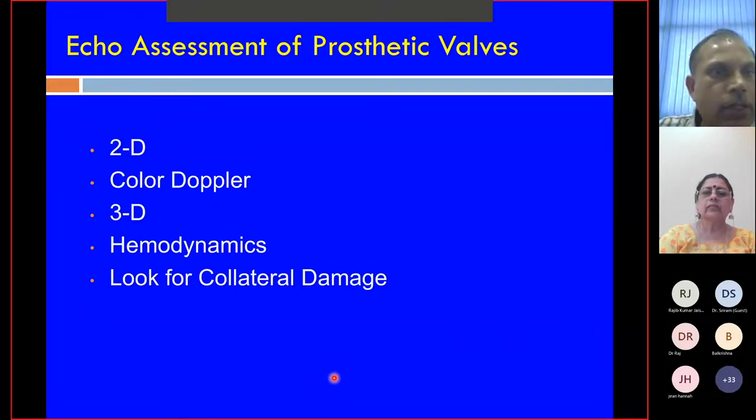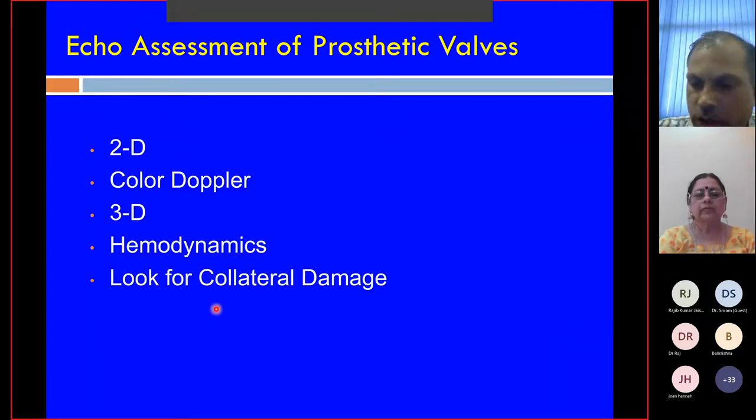Coming on to the echocardiographic assessment, you can examine with 2D, then put color Doppler, and then you can use 3D, and you can assess hemodynamic parameters using Doppler, and always look for collateral damage to the corresponding chambers of the prosthetic valve.